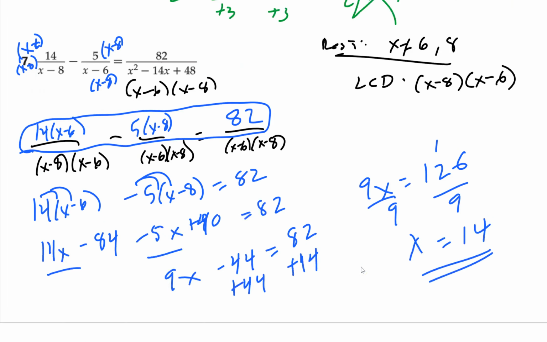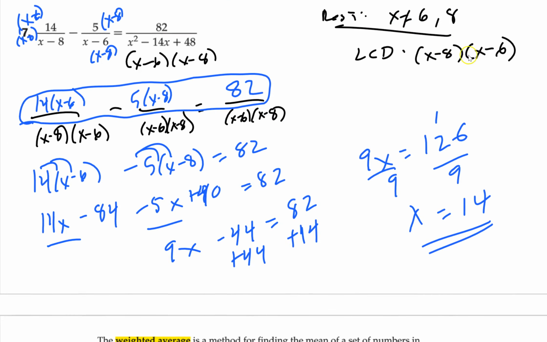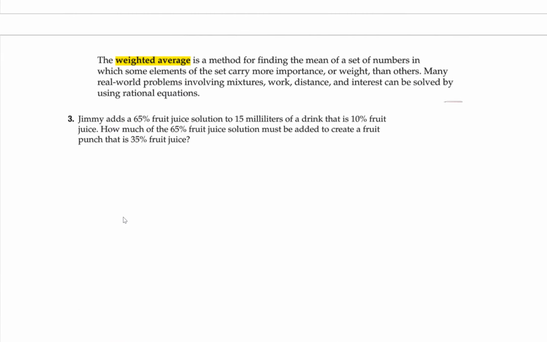Again, just find the restrictions, find the LCD. Once you find the LCD, you can either multiply the LCD by every single term, and then you get something like this. Or you just try to find the common denominator and then solve the numerators. Either way, you get your answer. Once you get your answer, make sure it's not one of the restrictions, and you're good. Next up, though, application problems.